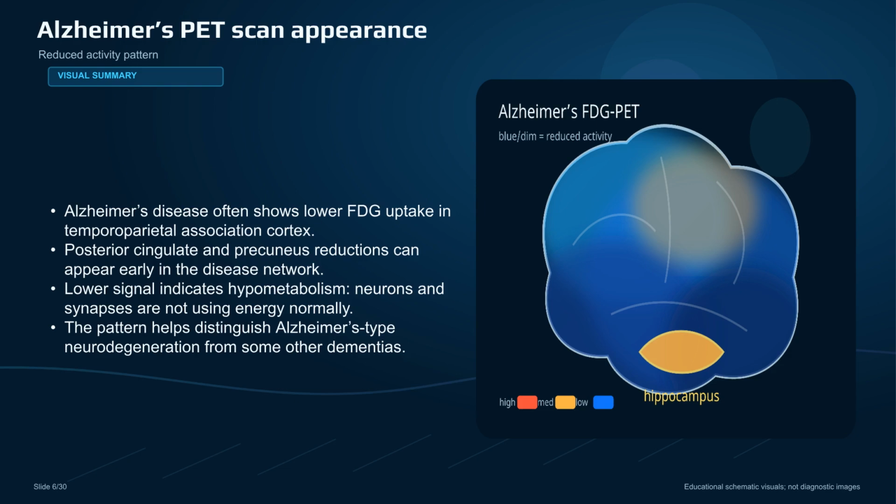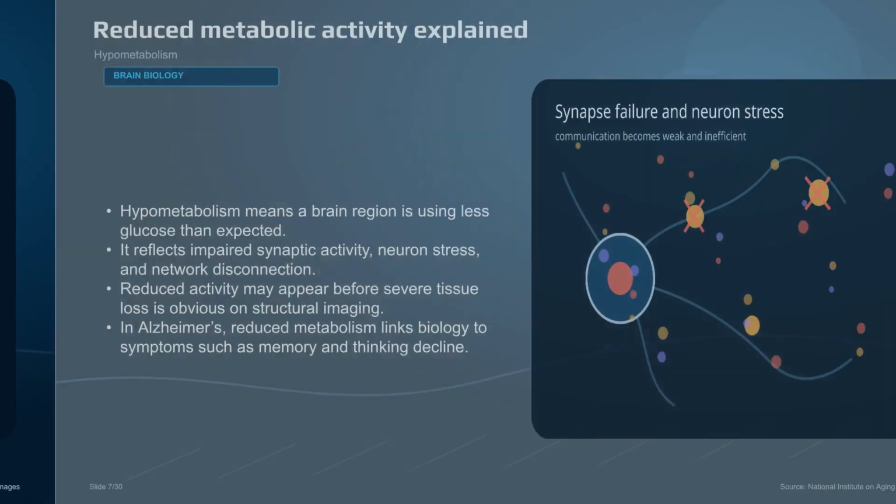Alzheimer's PET scans typically reveal lower FDG uptake, indicating hypometabolism in the temporoparietal association cortex. This pattern helps differentiate Alzheimer's-type neurodegeneration from other dementias.